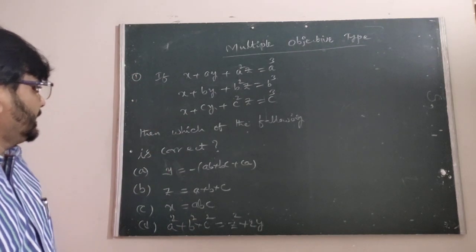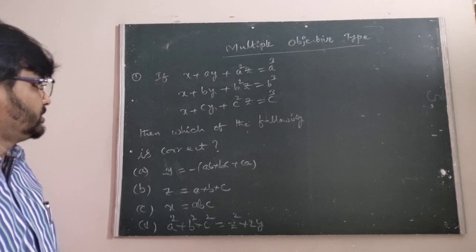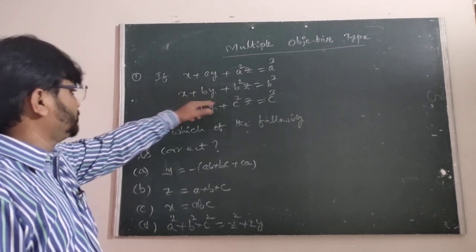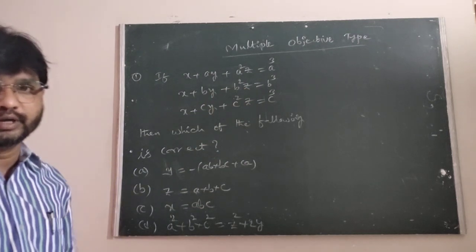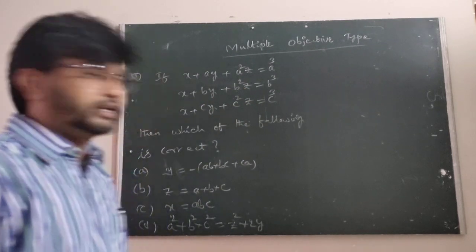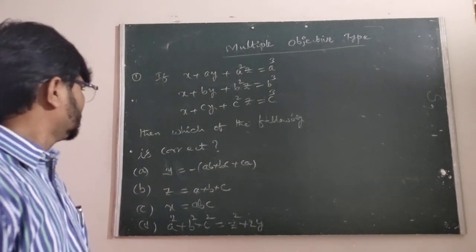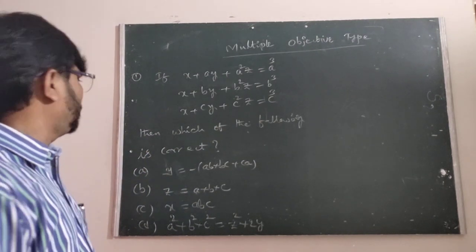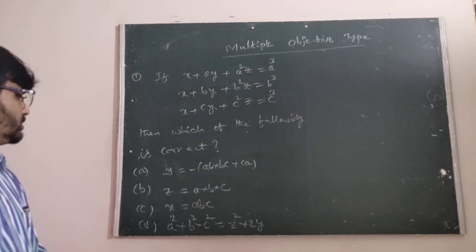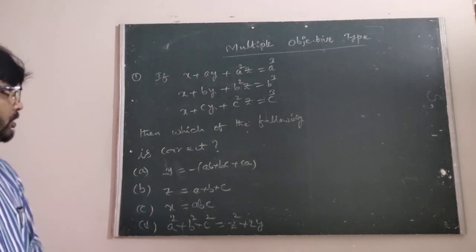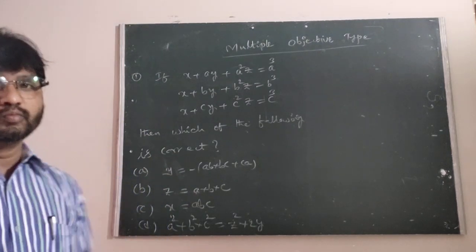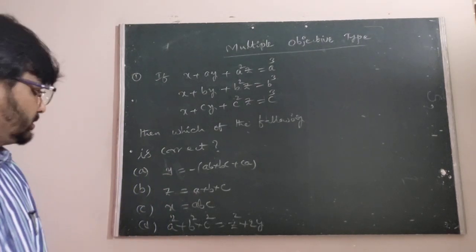Here x plus ay plus a square z equal to a cube, and x plus by plus b square z equal to b cube, and the third one is x plus cy plus c square z equal to c cube. Then which of the following is correct? Here 1, 2, 3, 4 options are there. So we are now discussing multiple objective, that means one or more correct answers.